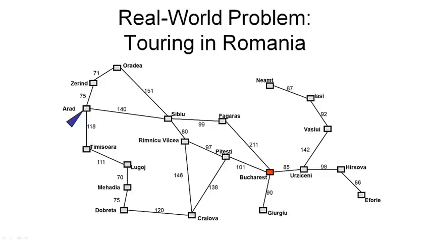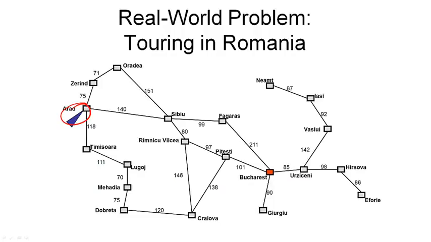In contrast to this toy problem, we will now look at a real-world problem, namely touring in Romania. What you see here is a rough map of the country with some of its major cities. To define touring Romania as a search problem, we again have to define the 4 components of a search problem. So let's start with the initial state. Suppose we are in the city of Arad. That's where we start our tour of Romania.